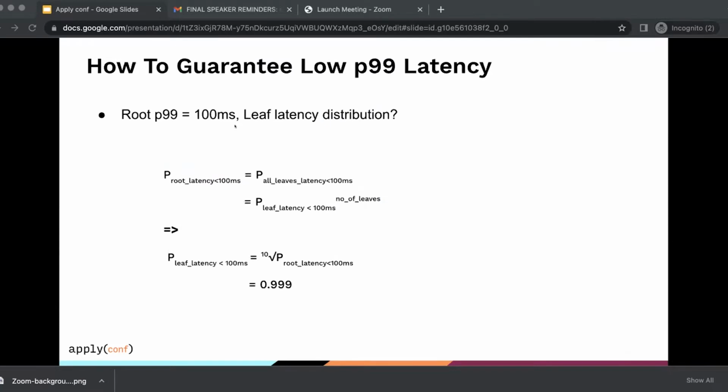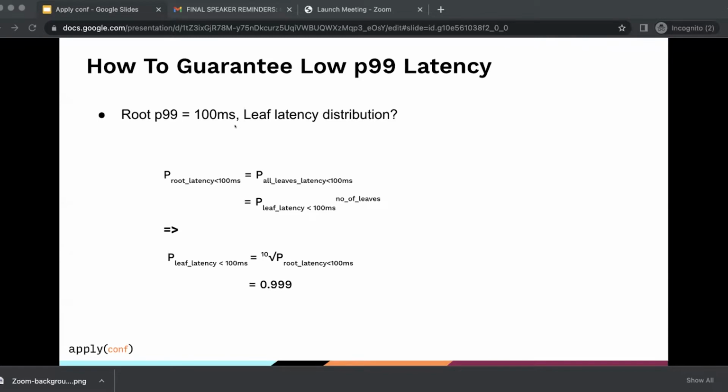So now we have figured out that this fan-out leads to slower latency. We want to find out what guarantees we should get from these downstream services when we are making a fan-out, in order to guarantee tighter latency SLAs on our root service.